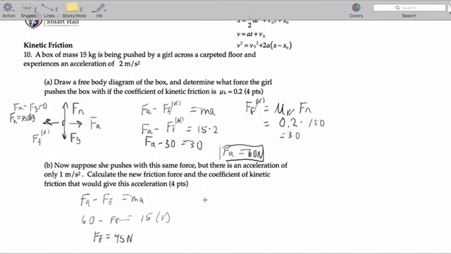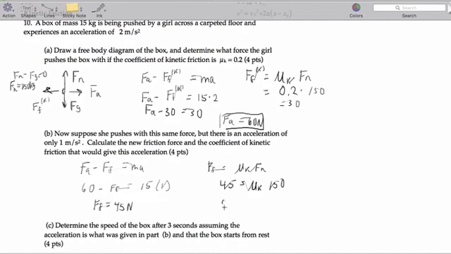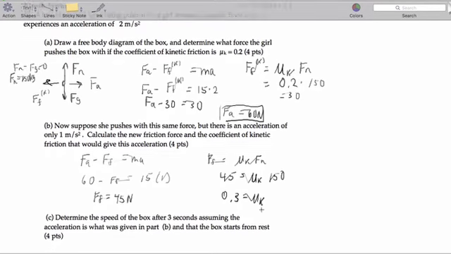And now we ask what the coefficient of friction is. So we know the force of friction is going to equal mu kinetic times the normal force. In this case, it's going to be 45 is mu k times our normal force, which is 150. And when we actually work that out, it's going to end up being 0.3 equals mu k.